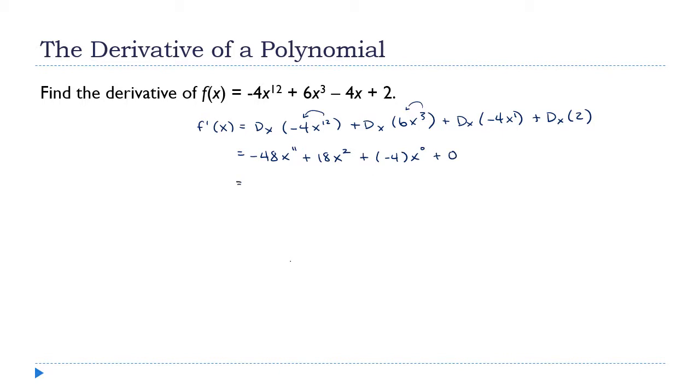Now we're just going to do a little cleanup. -48x to the 11th plus 18x squared minus 4, because anything to the 0 power, except for 0 of course, is 1. And there's my derivative.